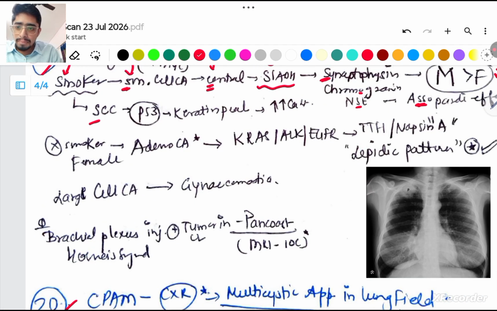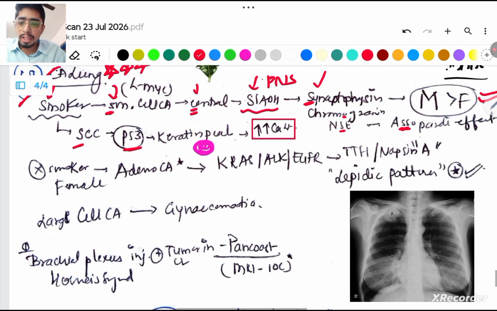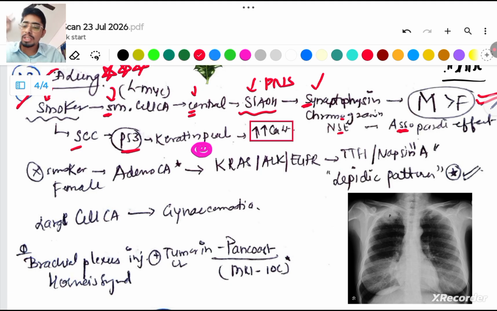Okay. Now, squamous cell carcinoma is a P53 mutation. You see there are keratin pearls, right? This is your keratin pearls. Now, also there is hypercalcemia. Hypercalcemia is the PNS of your squamous cell carcinoma. Okay, so we are done with small cell carcinoma and squamous cell carcinoma.